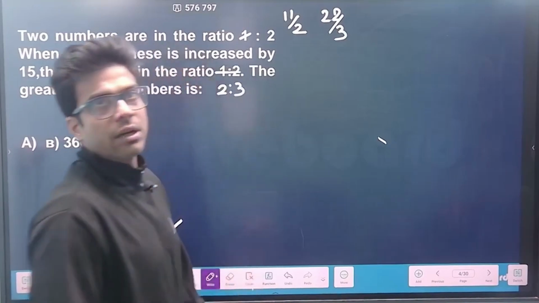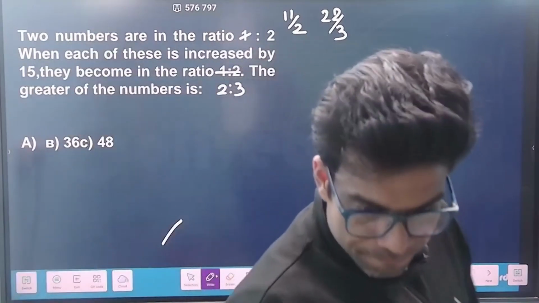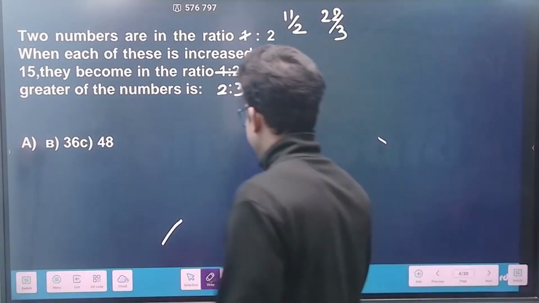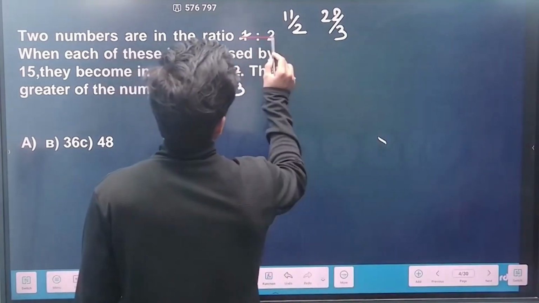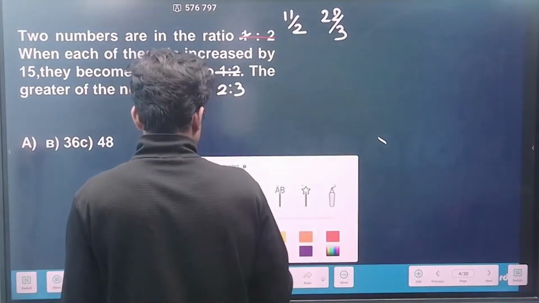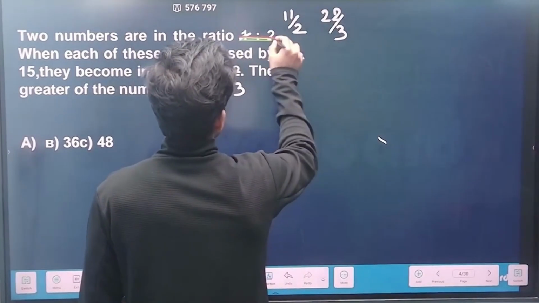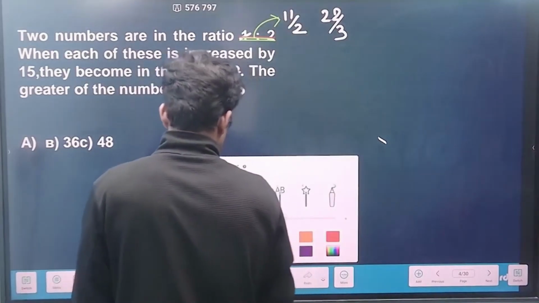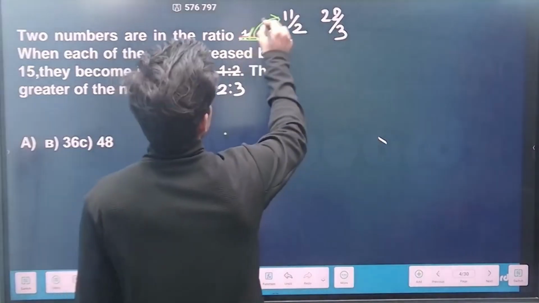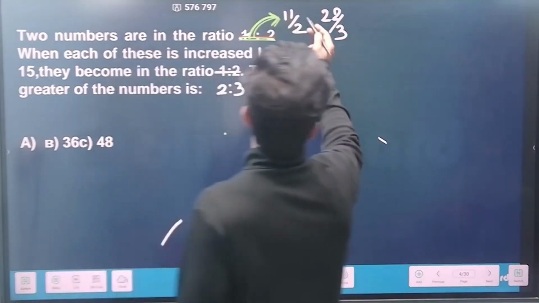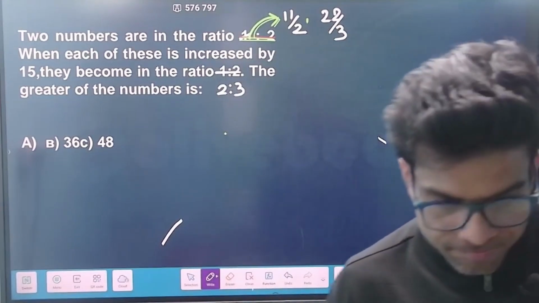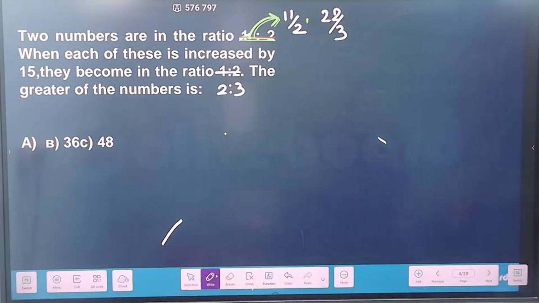Now come on, you can do it now. So this is basically a question. See guys, this is the question, everyone. The ratio is basically 1 1 by 2 and 2 2 by 3. Can you try solving the question, everyone?